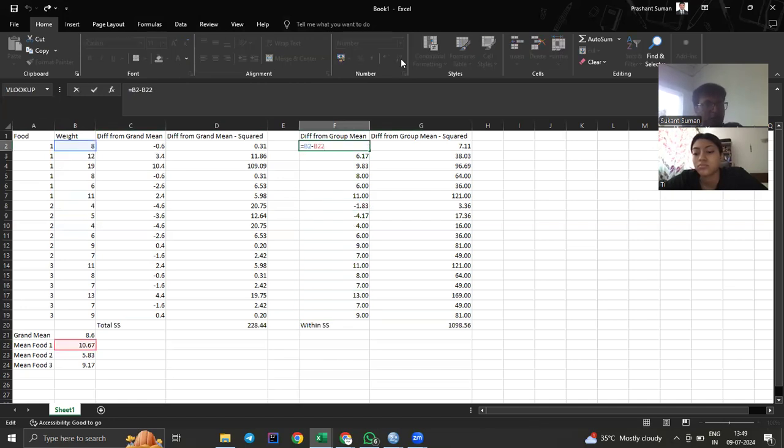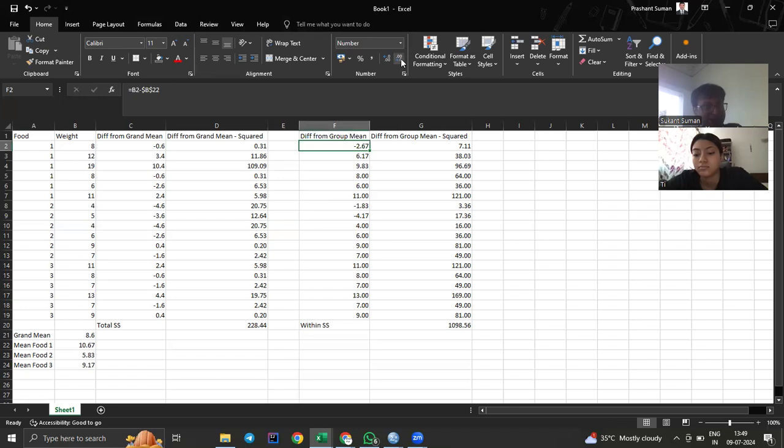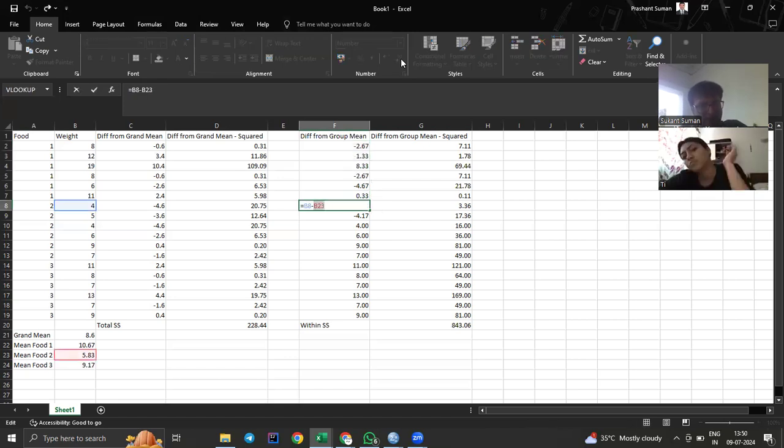Now I got where I went wrong. It should have been locked. I was surprised how this was happening, that my within sum of squares is greater than my total sum of squares.